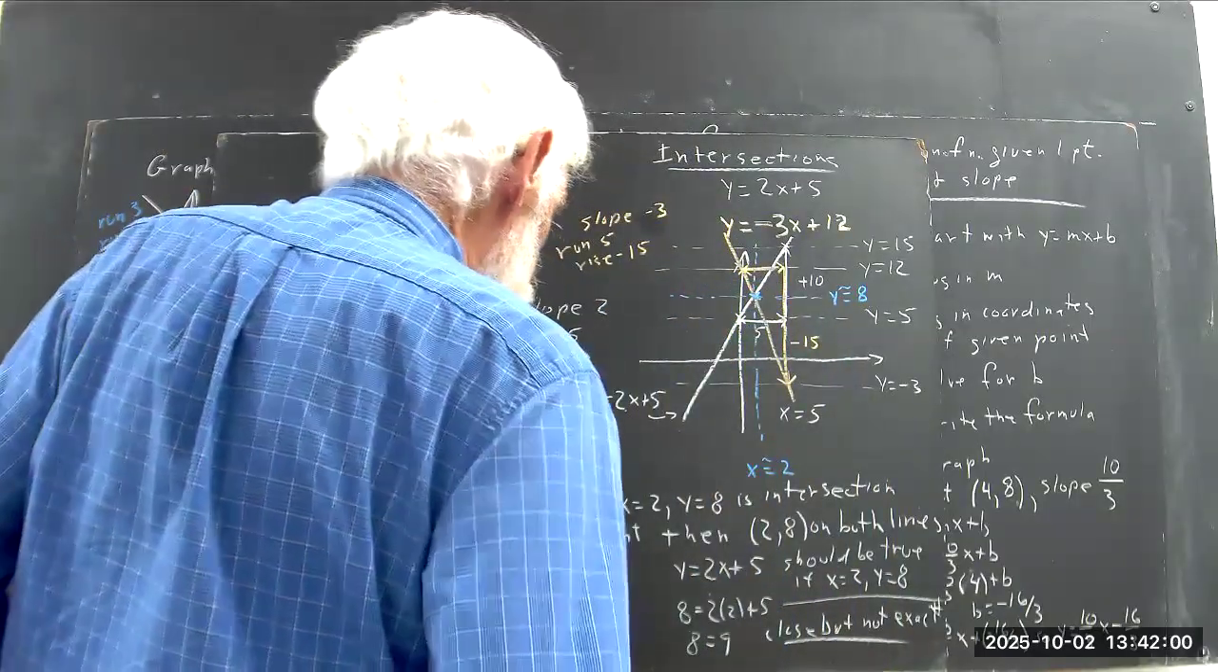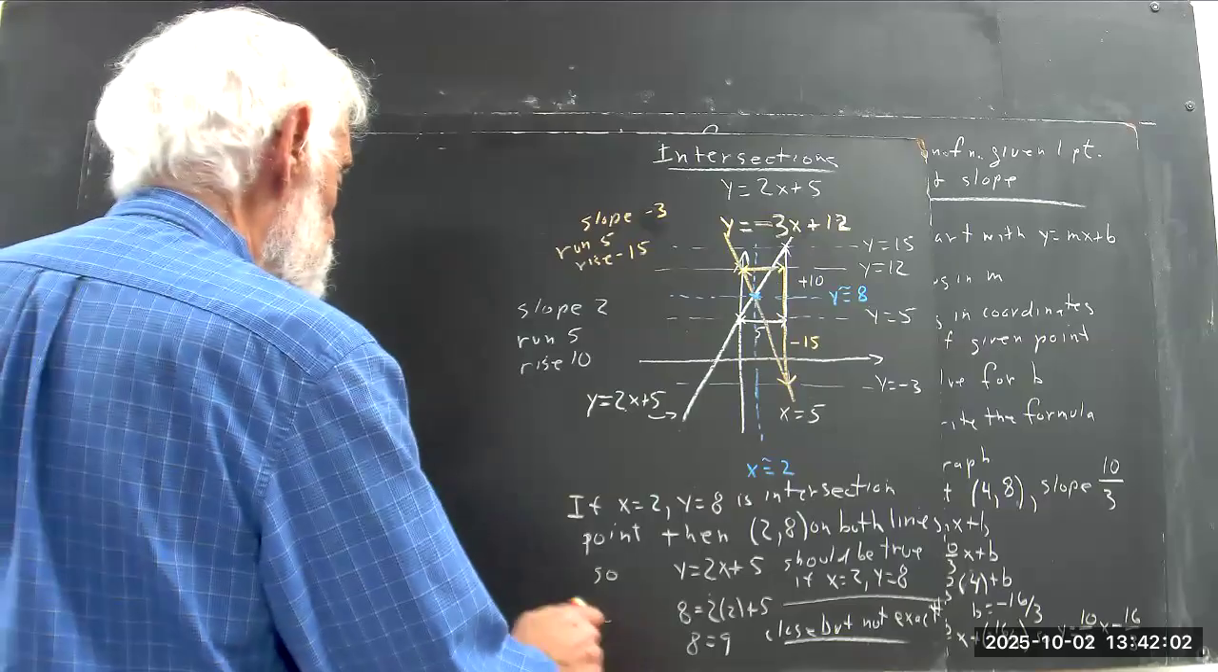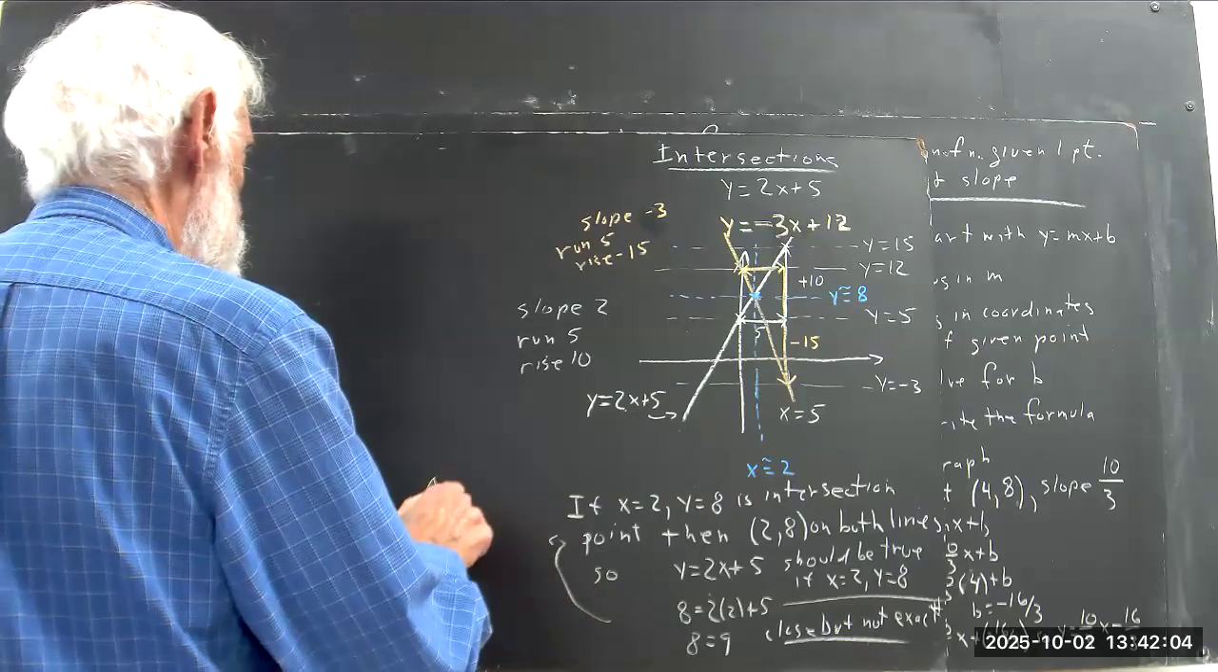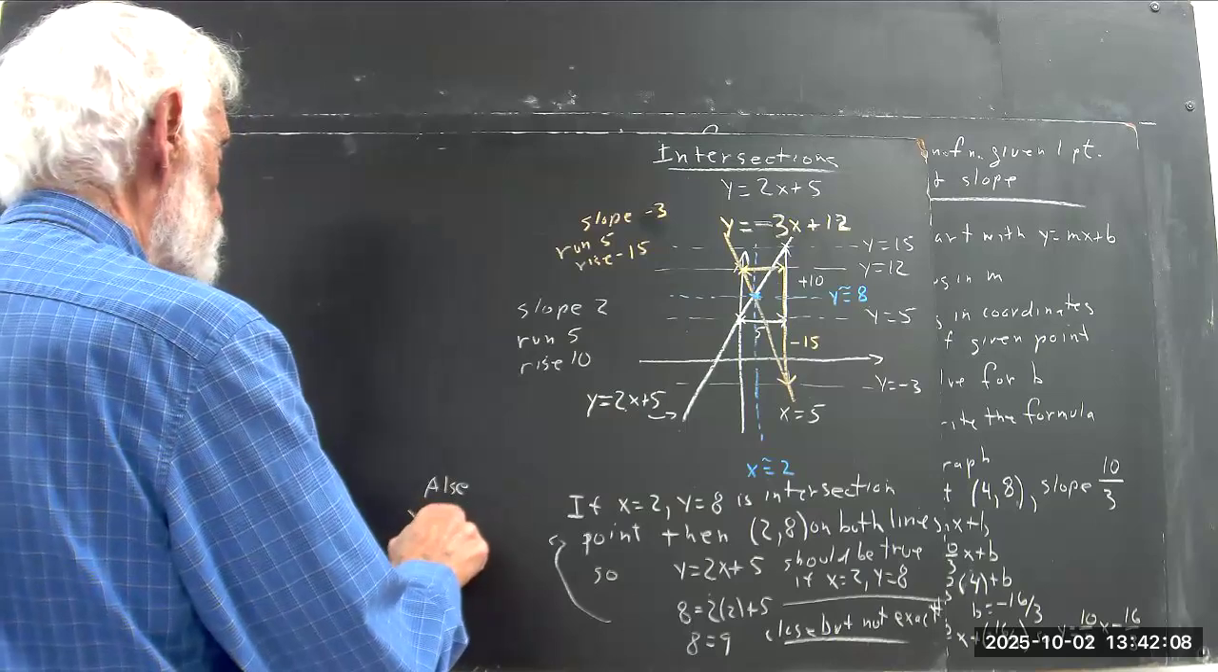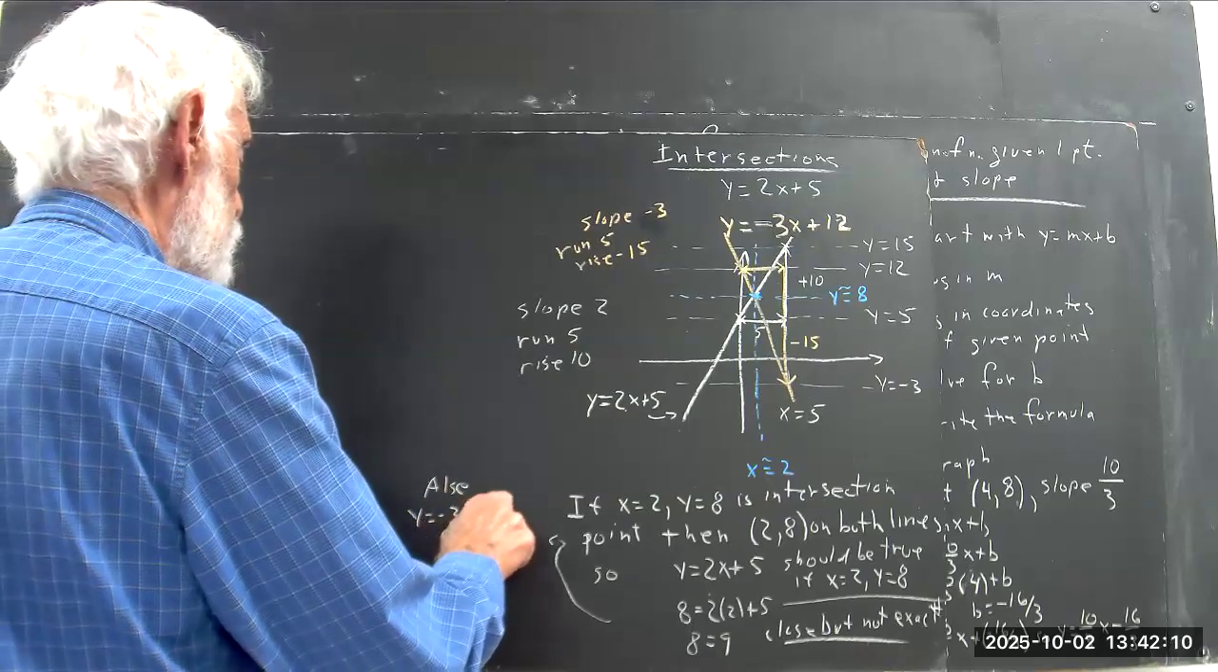Okay. Now also, y equals negative 3x plus 12.